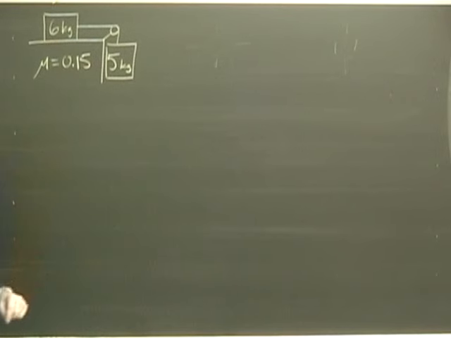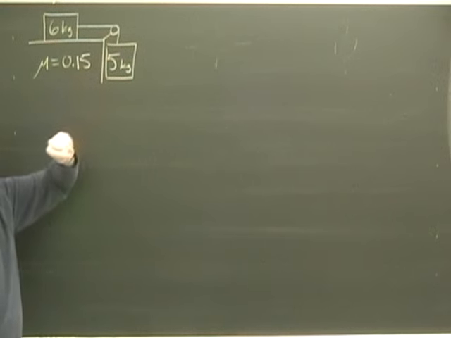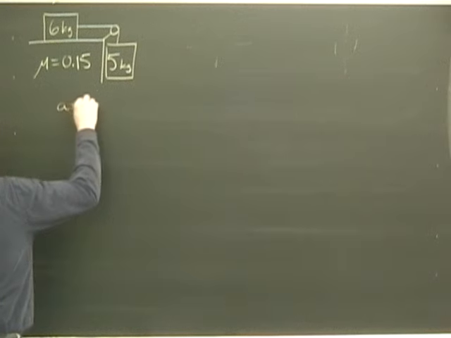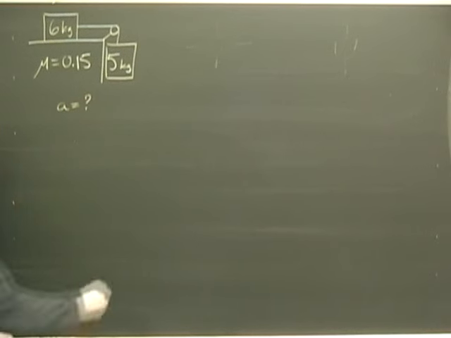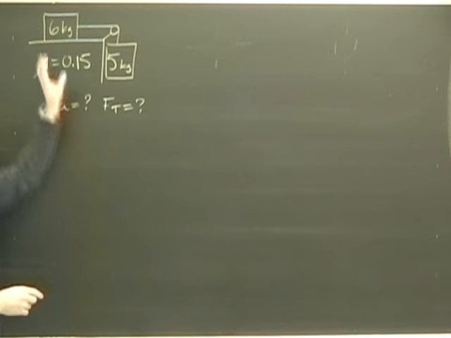What we have here is a pulley problem. We've got two boxes attached to each other through a rope around this pulley. So I want to find out a couple of things. One is, what is the acceleration of the system? And what is the tension in the rope that's connecting these two boxes?